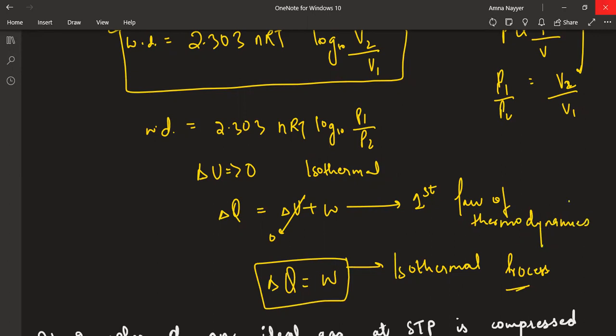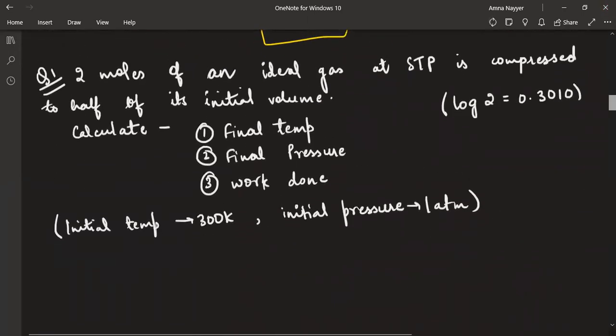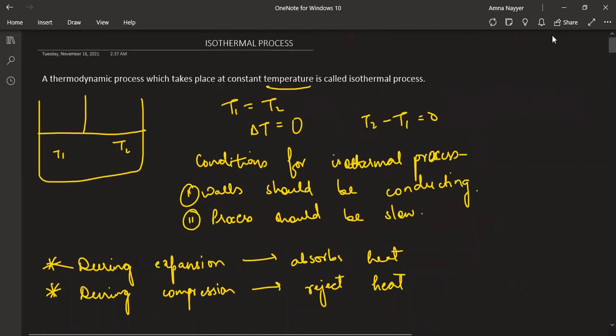Fine. So the numerical, I'll tell you later on. First, note down these points, then I'll tell you this numerical. This is an easy numerical that we'll discuss. Note it down first.